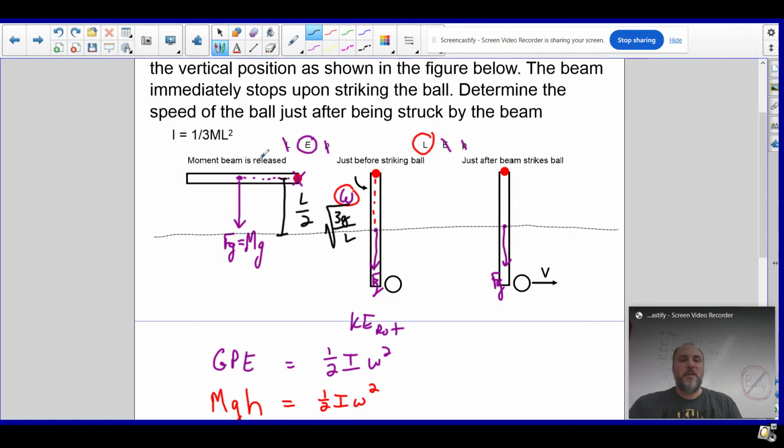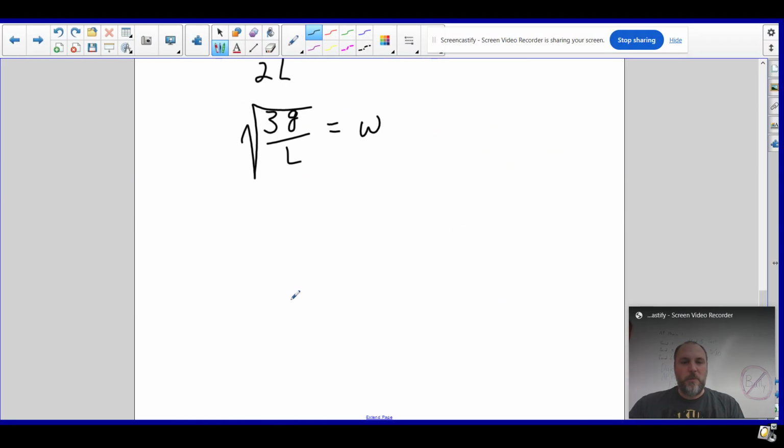Now that I have the angular speed of the beam just before striking the ball, I can go to the next transition. In this part, we have a collision taking place. So we're not going to use energy. We're not going to use linear momentum because of the fixed point. We're going to use just angular momentum. Prior to the collision, the angular momentum is just due to the rotating rod. So I would track angular momentum there as I omega. Any object rotating around an internal axis, I like to do I omega.